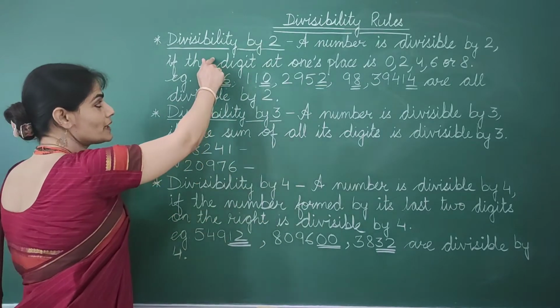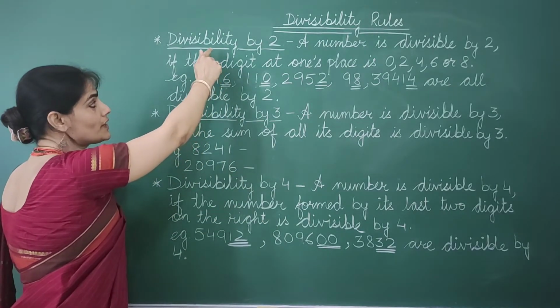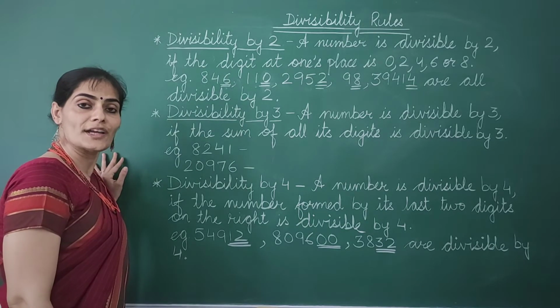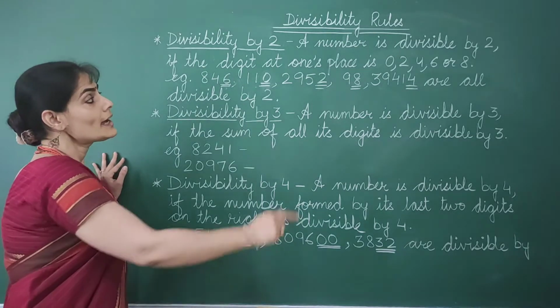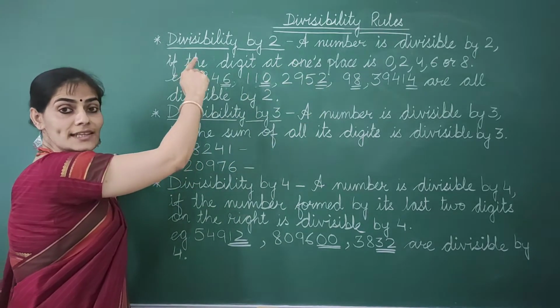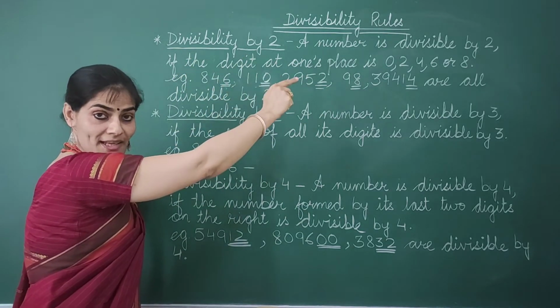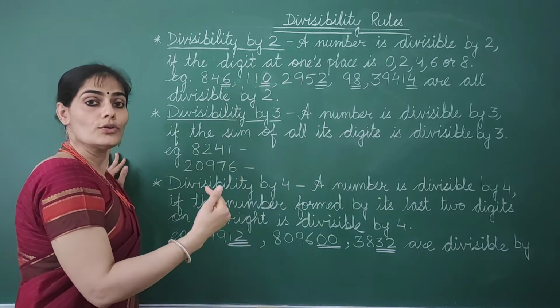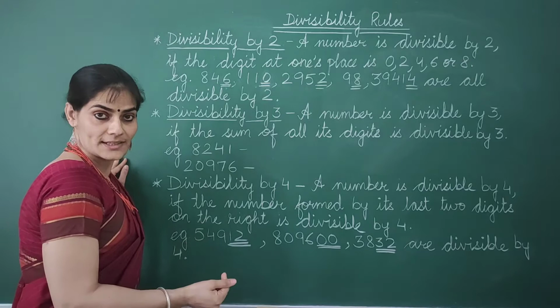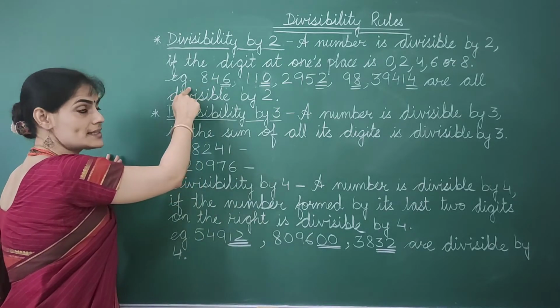So let's begin with the first rule, where we are going to find whether the given number is divisible by 2 or not. A number is divisible by 2 if the digit at one's place is 0, 2, 4, 6 or 8. Now look at these examples.